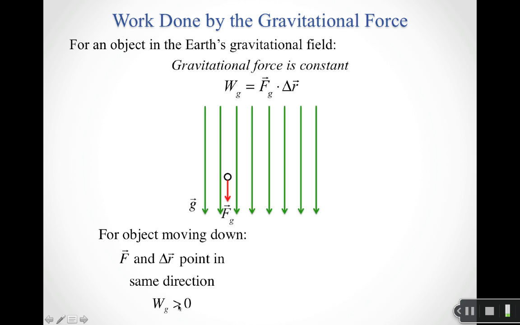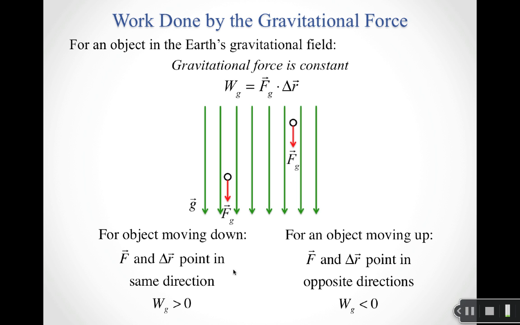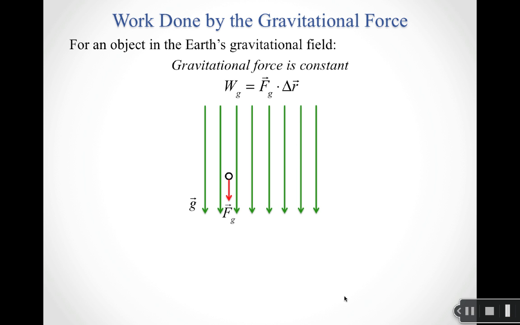If it moves down, then the force and displacement point in the same direction, and the work done by the gravitational force is positive. If, on the other hand, you move an object upward, so here's a situation where the displacement points up, the gravitational force points down, they point in opposite directions, and the work done by the gravitational force is negative. So conceptually, that dot product is telling us that it's fairly simple to figure out what the sign of the work done by the gravitational force is going to be, depending on whether your object simply moves up or down.